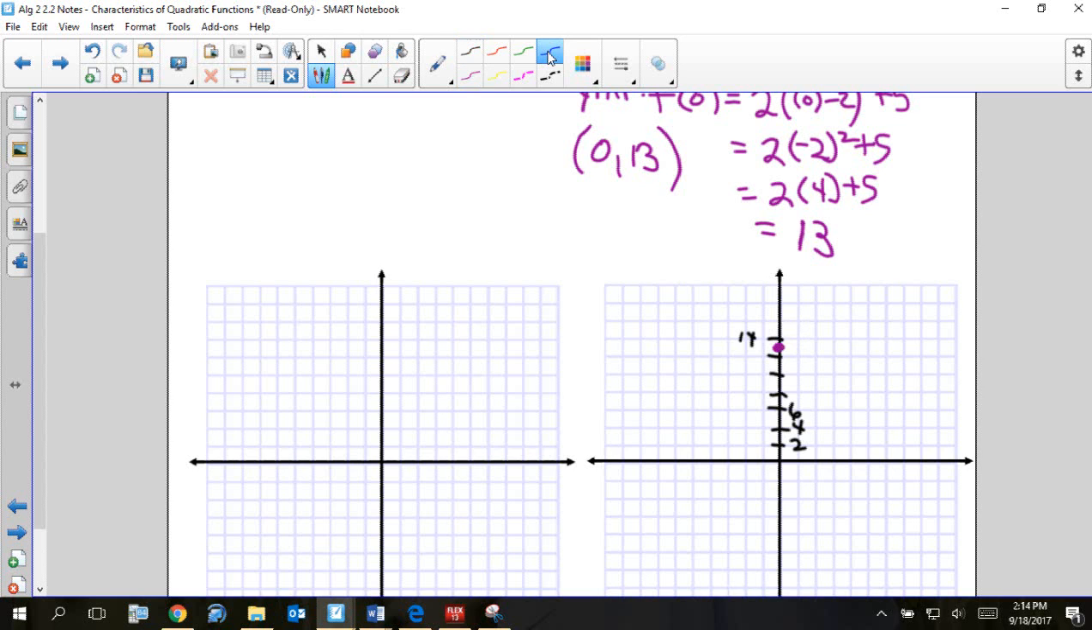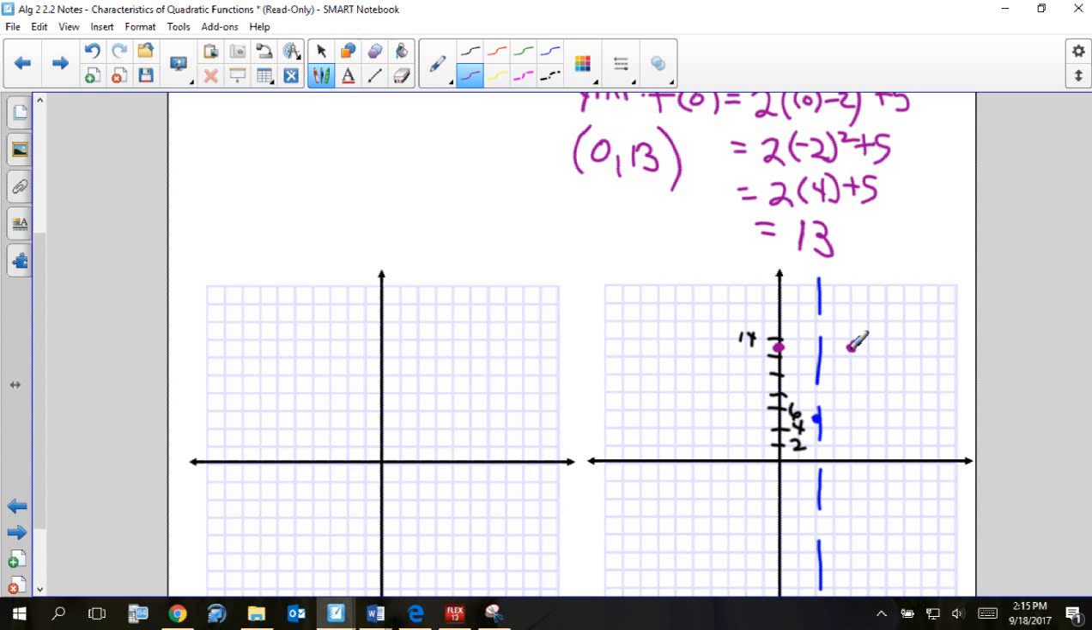What's our vertex? 2, 5. Axis of symmetry is there at 2. Mirror point to the y-intercept: it's the same distance away at the same height. And I have 3 points. I need 5.